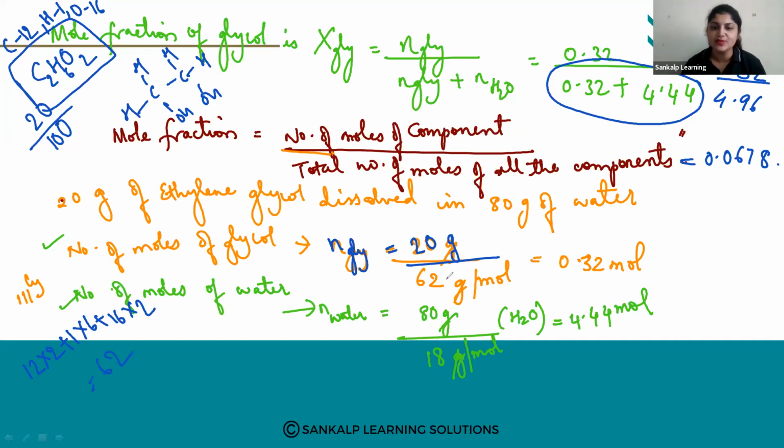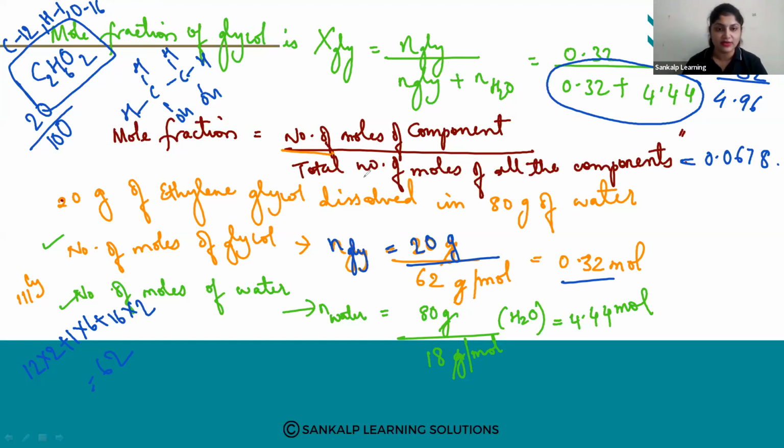So you have to divide it by its molar mass. So this is the number of moles of glycol. Then the number of moles of water. So out of 100, 20% is glycol and 80% is water. So 80 gram divided by its molar mass of water, 18, comes to 4.44. Now what is the formula? Number of moles of component.